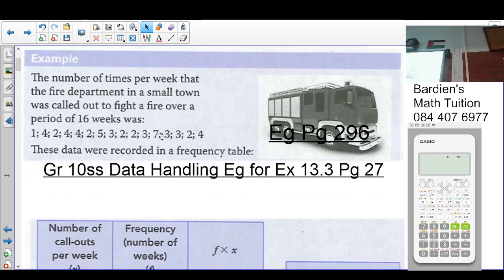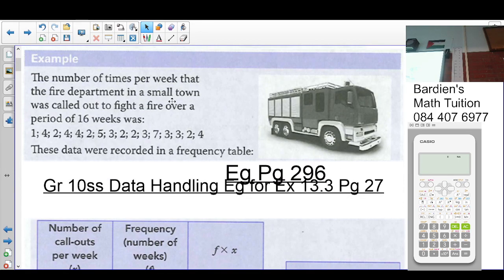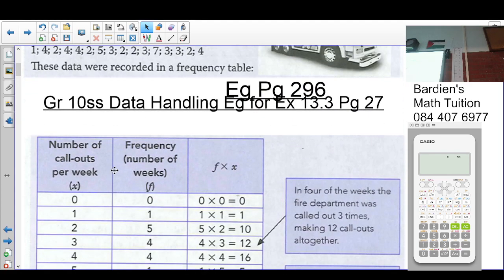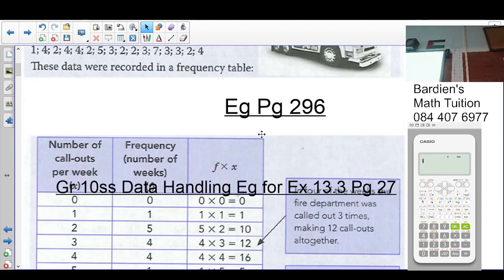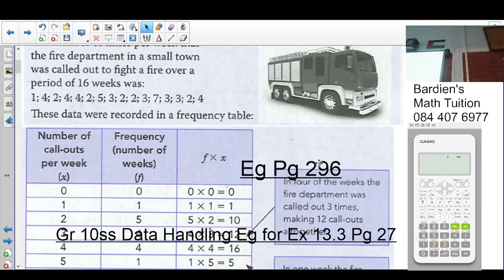Here we're looking at the number of times per week that the fire department in a small town was called out to fight a fire over a period of 16 weeks. The data was 1, 4, 2, 4, 4, 2, 5, 3, 2, 2, 3, 7, 3, 3, 2, 4. Using this data, it was recorded in the frequency table. So if we look at this table that is given here on page 296, just let me go here quickly and show you something.